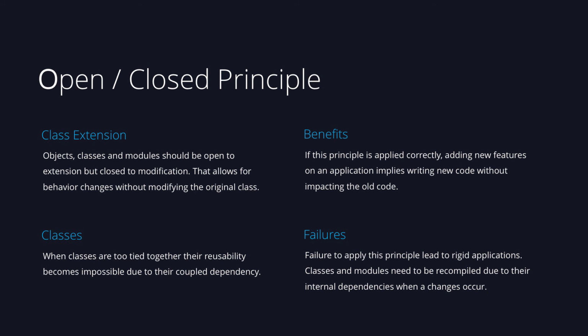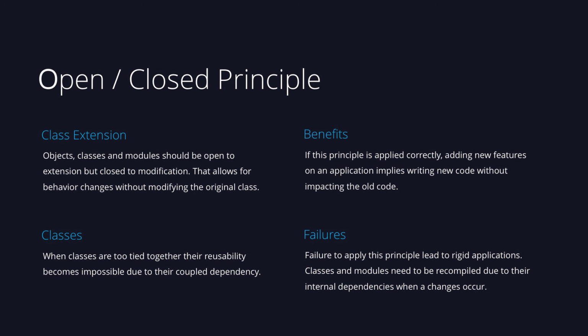Open and closed principle. When doing class extension, a class should be open to be extended, but closed to modification. That allows for behavioral changes without modifying the original classes and affecting existing instances. Any new feature to a system should be done by extending existing classes rather than modifying the existing one if required. When classes are too tied together, code reusability is very difficult. You should reduce class dependencies.